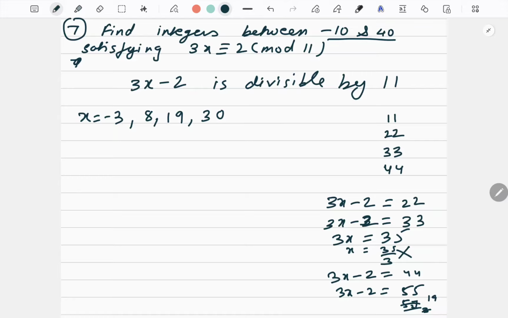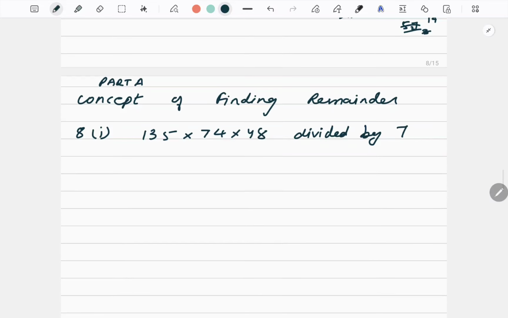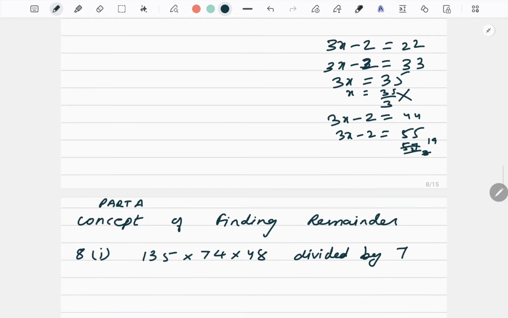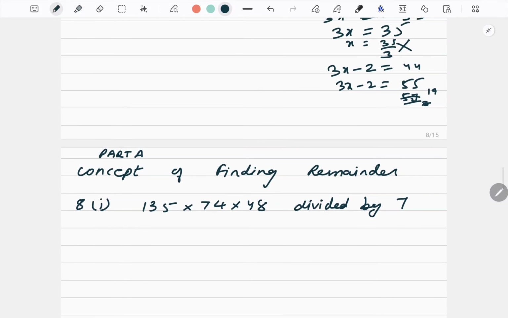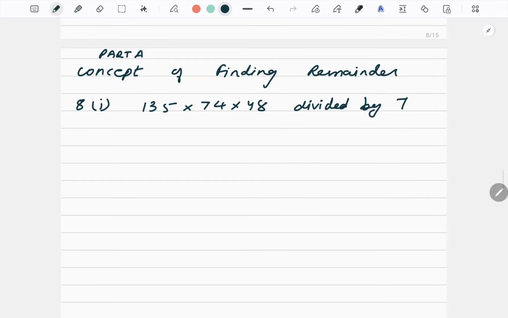Usually this type of questions are not that important, but it is just because of the understanding that this type of questions are put. Now, come to the next concept. This is one type of concept we are done. Now part B question I will include with the next concept only. So now what is the next concept? Finding the remainder.